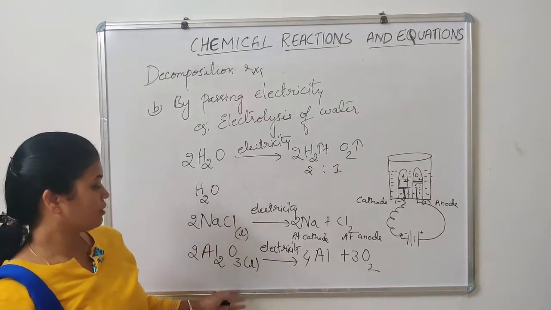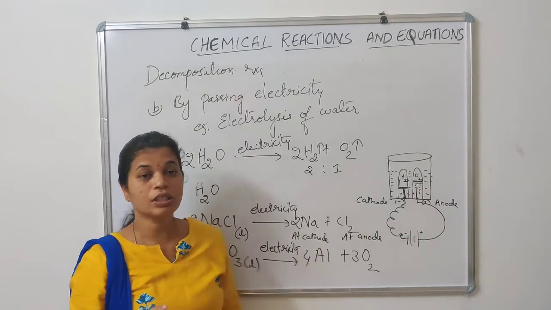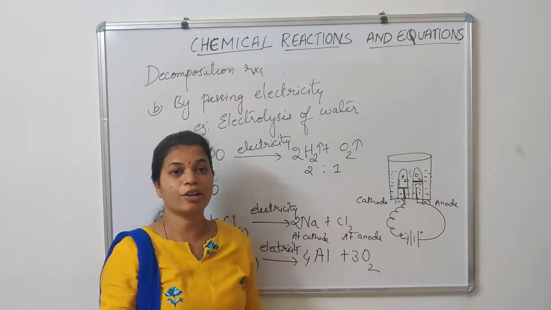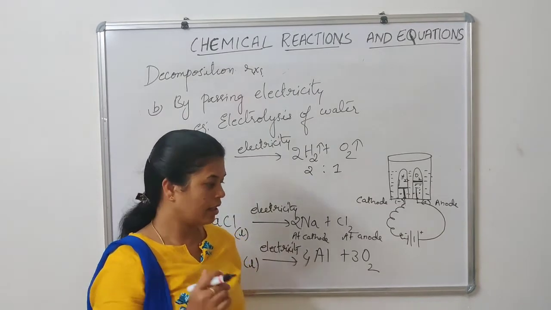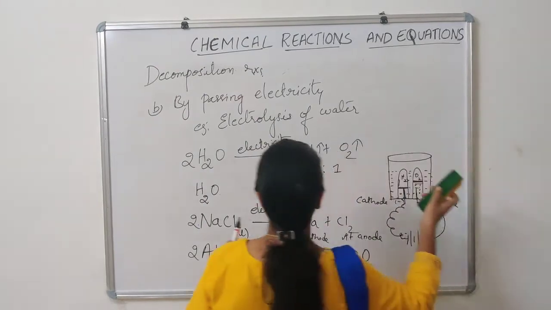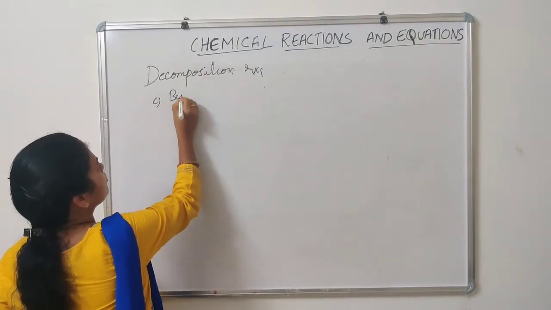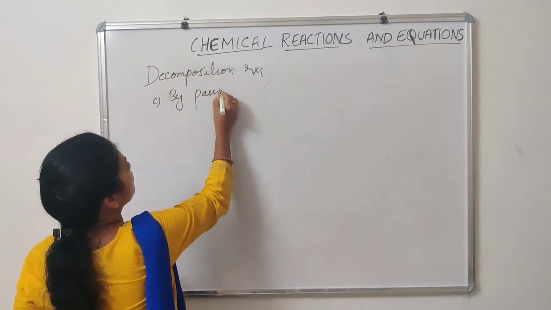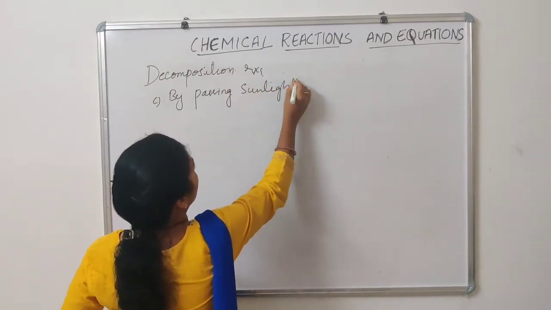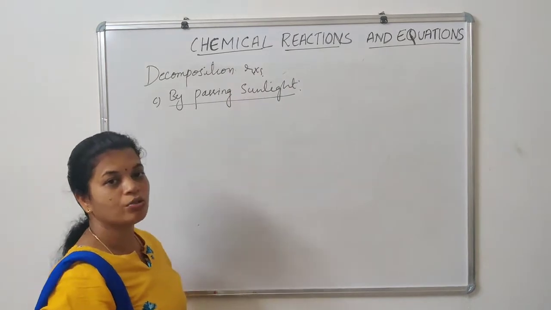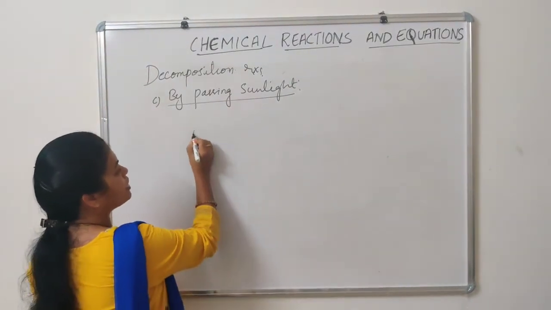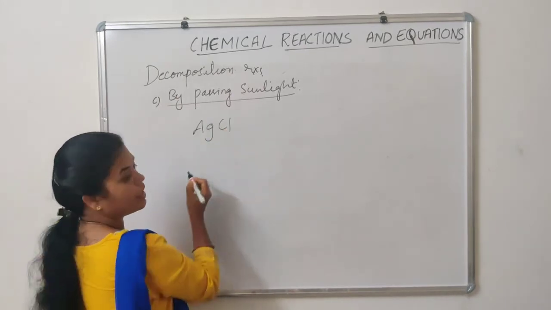So these are some of the examples related to the decomposition reactions which are carried out by passing electricity. The next category is by passing sunlight. The reactions which are carried out in the presence of sunlight. For example, silver chloride, AgCl.